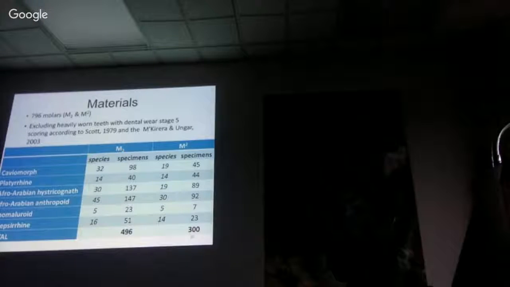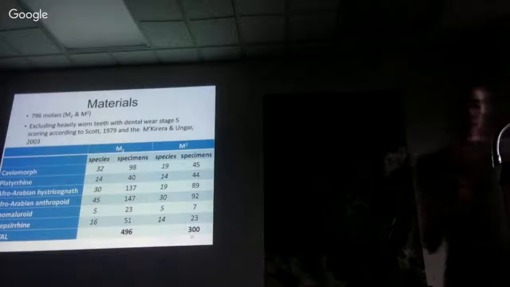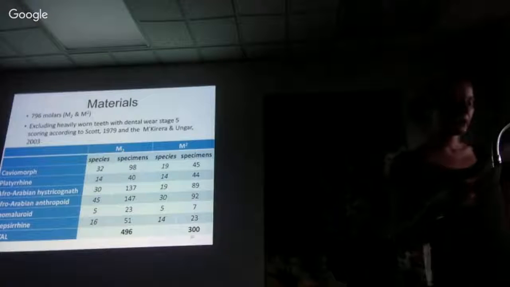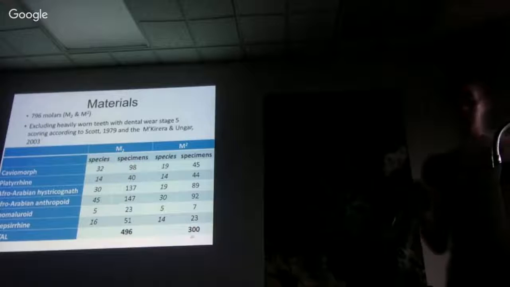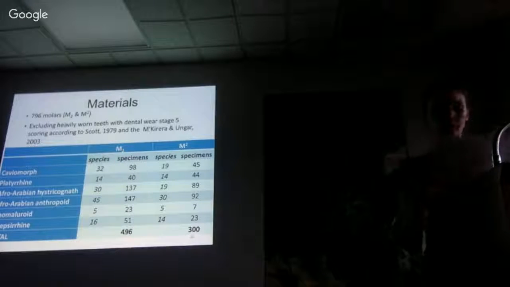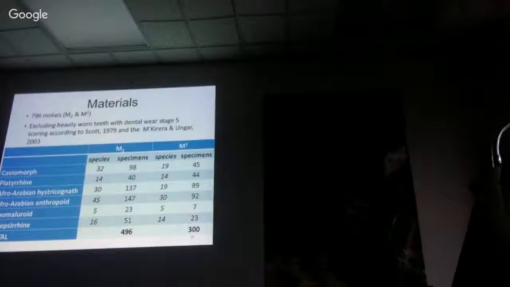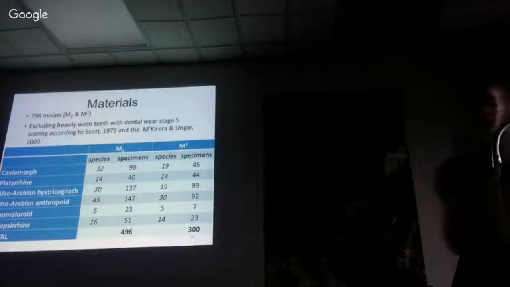I will study second molars, both lower and upper molars. And I've chosen the second molar as it is generally less worn than the first molar, but less varied within species than the third molar is. The total sample consists of nearly 800 teeth. And I will exclude heavily worn teeth that have a dental wear stage 5, following the scoring protocol of Scott and Makira and Unger's scoring methods.